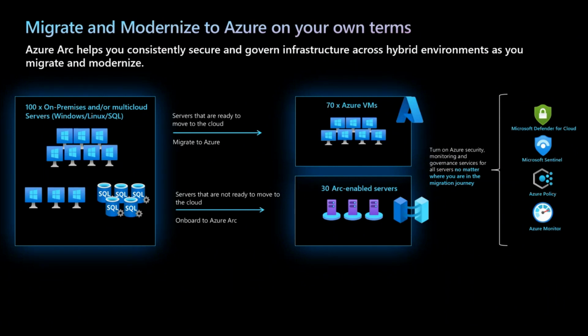But if you Arc enable those 30% of the workload, whether they are servers or Kubernetes distributions, let it be SQL Server as well, you'll get the single pane of glass kind of experience on Azure portal or on Azure dashboard, and you'll see all your 70 plus 30, all 100 servers or 100% resources listed on the Azure dashboard.